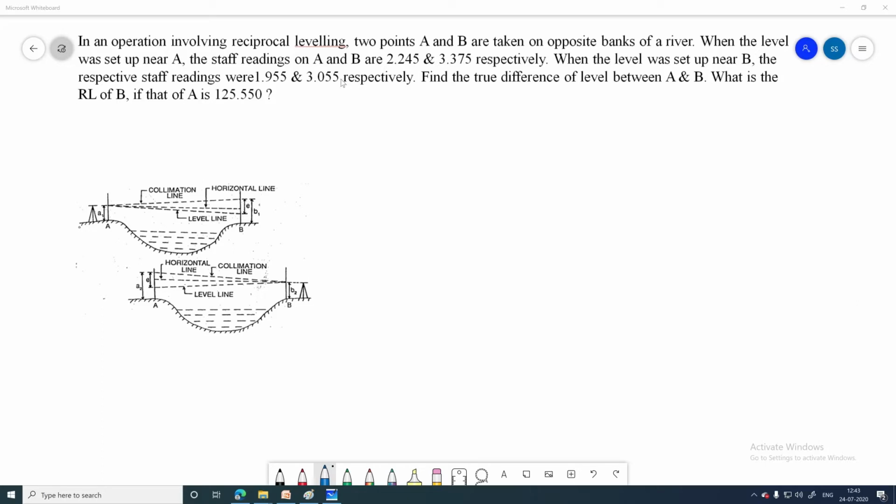So hello everyone. In the last class we discussed reciprocal leveling, and the expression that we finally developed is H equals (A1 minus B1 plus A2 minus B2) by 2. So this is the difference of level in two different points on the sides of the banks.